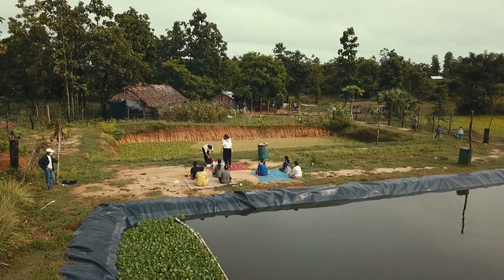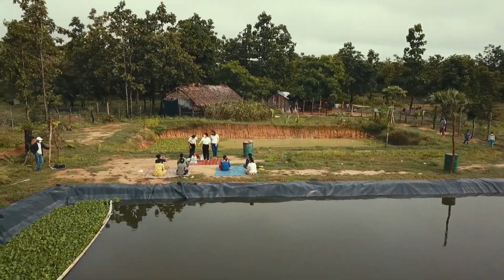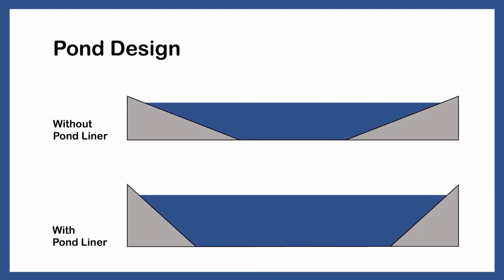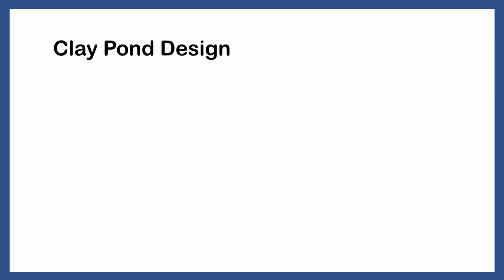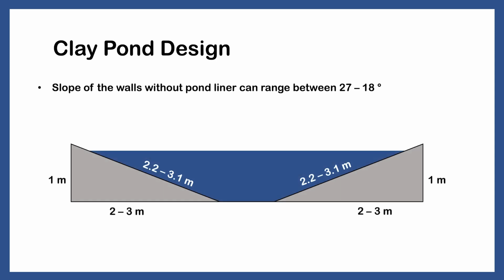Once you have decided if you're using a pond liner or not, the design and construction of your pond can start. The main design difference is the slope of the pond walls. If you're not using a liner, then the slope or angle of your pond will need to be larger, meaning the walls cannot be too steep without a liner due to erosion and wall stability. Without liner, the slope on the wet side of the pond should be around 27 to 18 degrees. To make it easy to understand, for 1 meter of height, the length of the slope should be 2 to 3 meters.